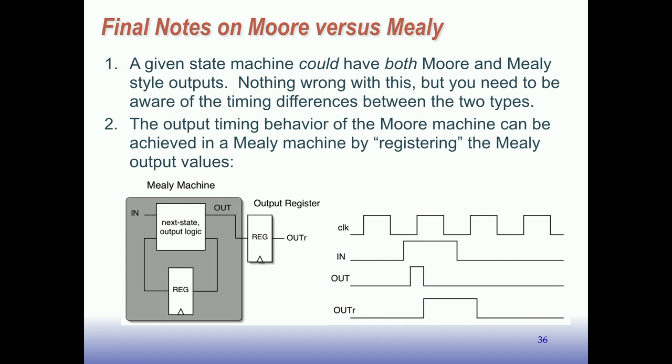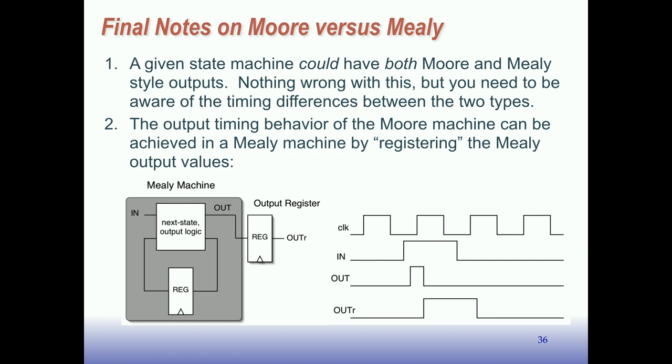So the Moore machine kind of gives you registered outputs, which means that they're stable for a whole clock cycle. They're easy to use on the next clock cycle. The Mealy machine, you could fix its output by putting a register there, but you effectively just have the same timing as the Moore. So you might as well have designed the Moore machine. Okay. Final note on this: a given state machine could have both Moore and Mealy outputs. There's nothing wrong with this. Right? But you need to be aware of the timing differences between the two types, right?